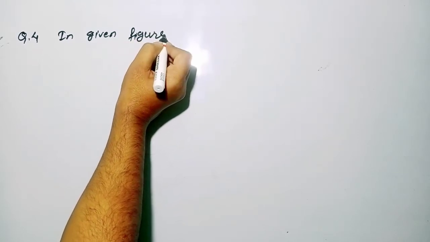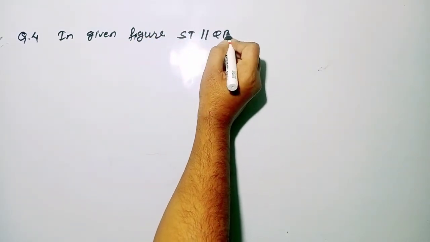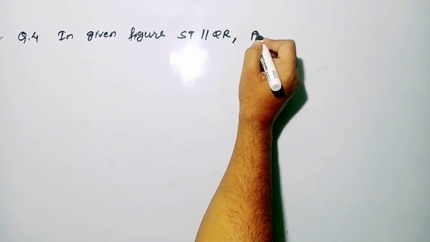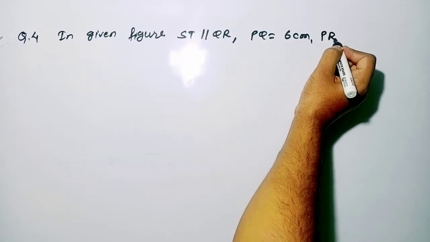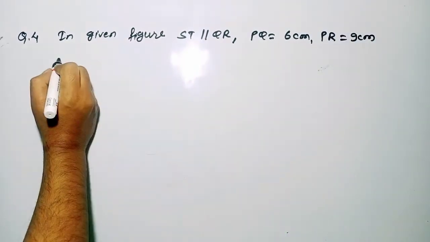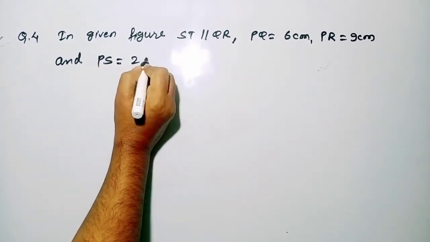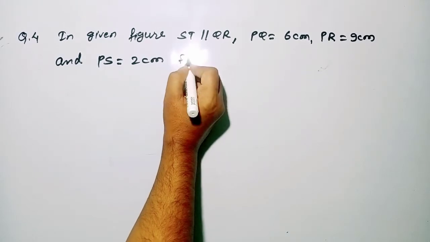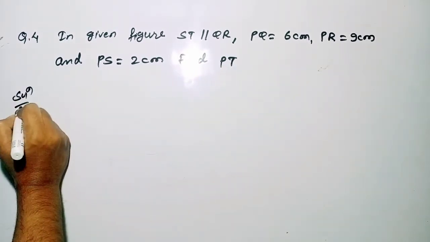In the given figure, ST is parallel to QR, PQ is equal to 6 centimeter, PR is equal to 9 centimeter, and PS is equal to 2 centimeter. Find PT.